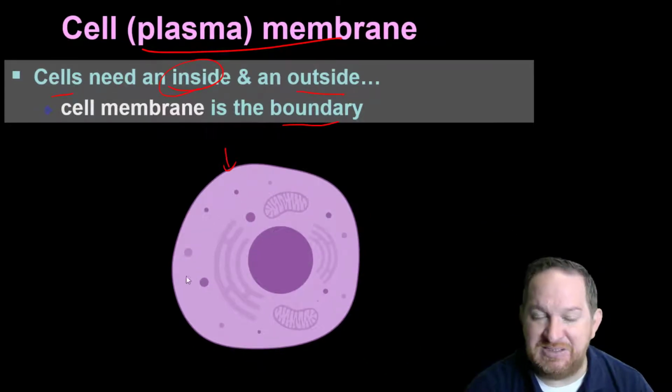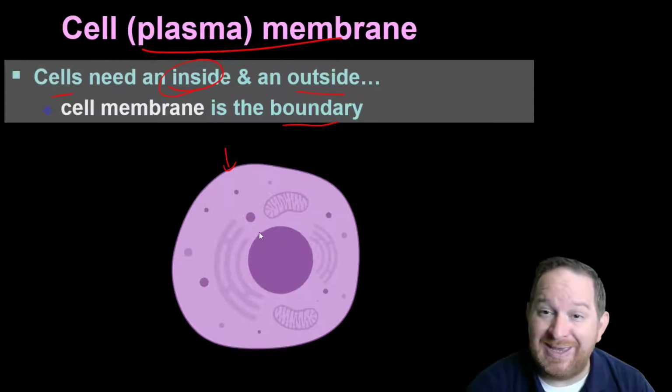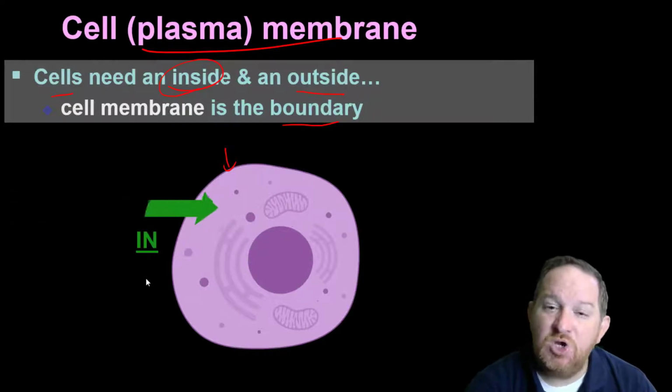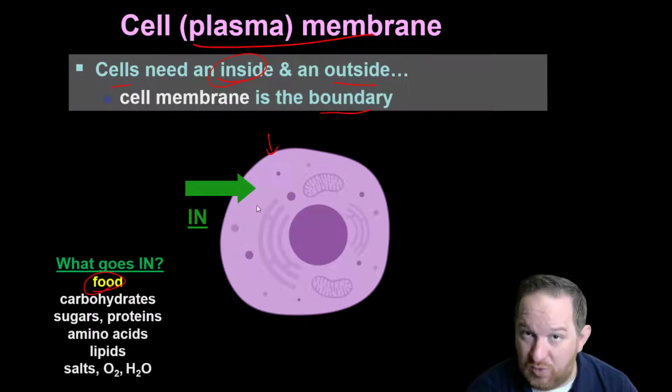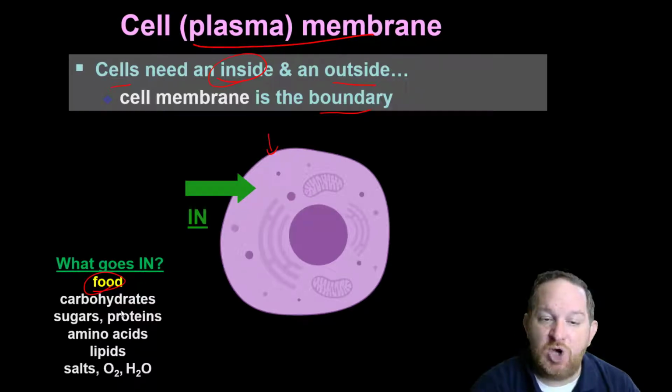Now let's think about this. Things do need to go in and out of a cell. So what are some things that might go into a cell? Well, of course, right? Food. You eat food, your cells need that food to process and make energy. So you need carbs, right? These smaller sugars, proteins, amino acids, lipids, water, salt, all of these major macromolecules that we've already talked about, right? That your body is made of and your cells are made of. All these major macromolecules, those need to go in.